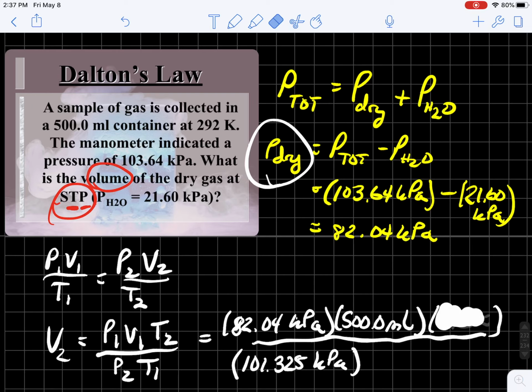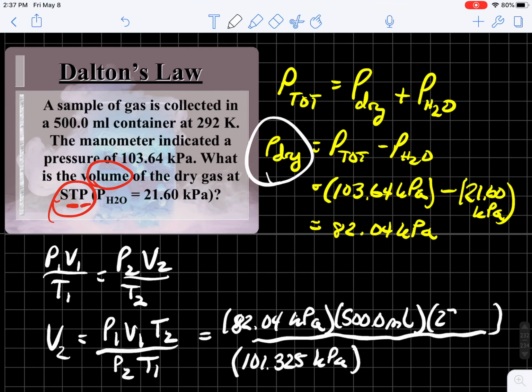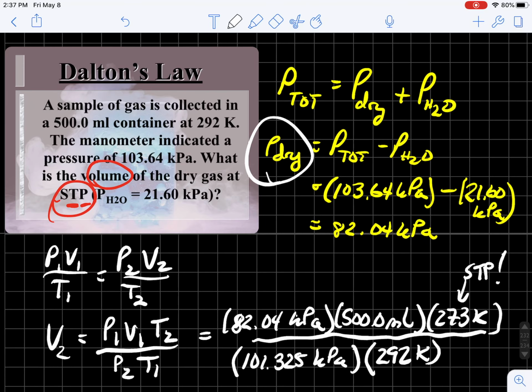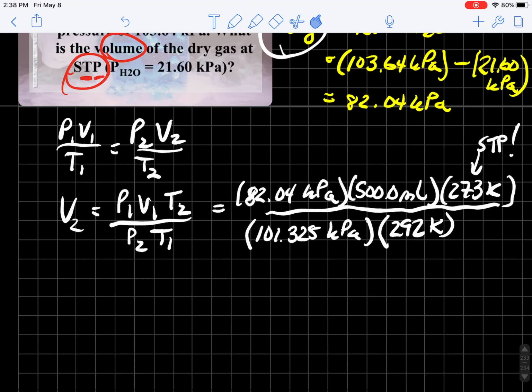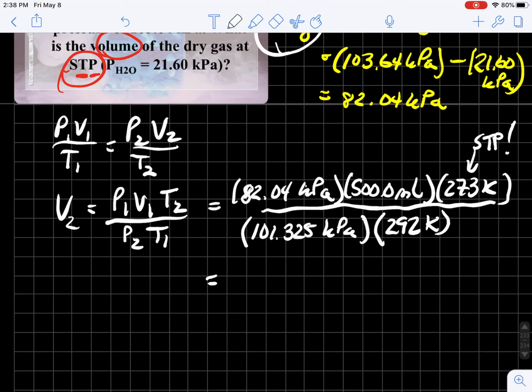And the new, wow, I messed this up. T2 is not 292 K. T2 is STP, which is 0 Celsius, which is 273 K. I'm sorry, that's STP for T2. My bad. And then our original temperature was 292. All right, so now we have this set up. We can calculate V2: 82.04 times 500 times 273 divided by 101.325 divided by 292, and I get 378 milliliters.